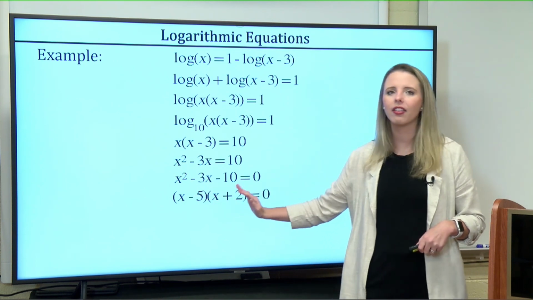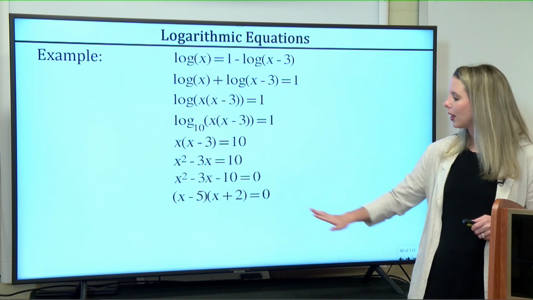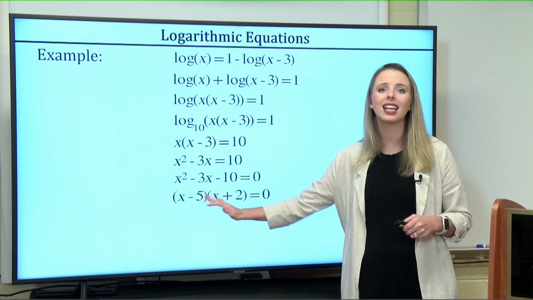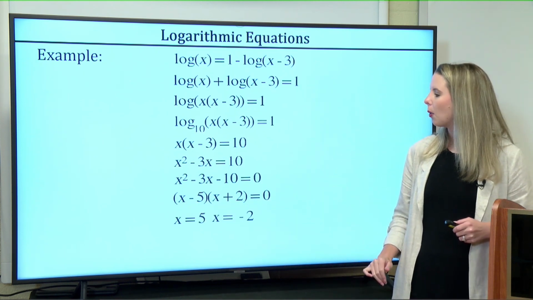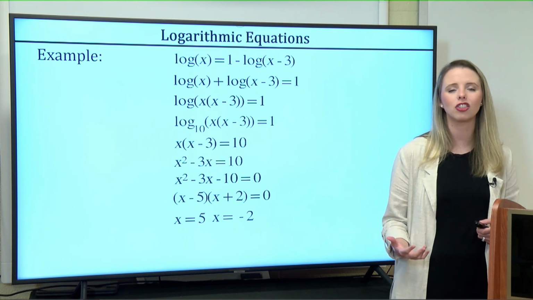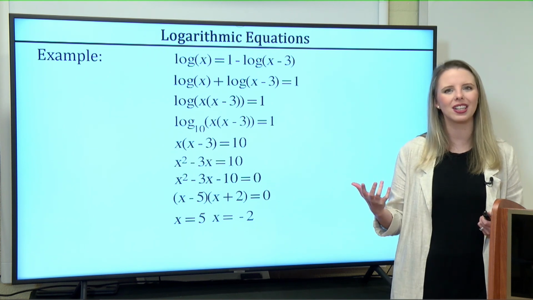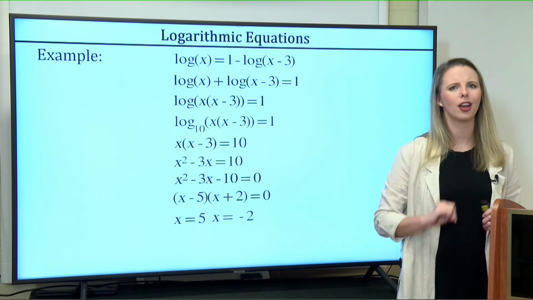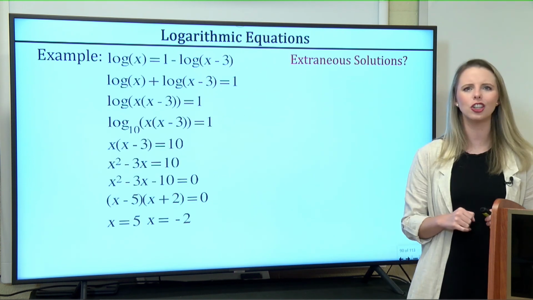(x minus 5)(x plus 2). Knowing that we have to equal 0, we know one of these has to equal 0. So we're going to set them both equal to 0. So we get x equals 5 and x equals negative 2. We found our solutions. But wait, we have to check for extraneous solutions, right?